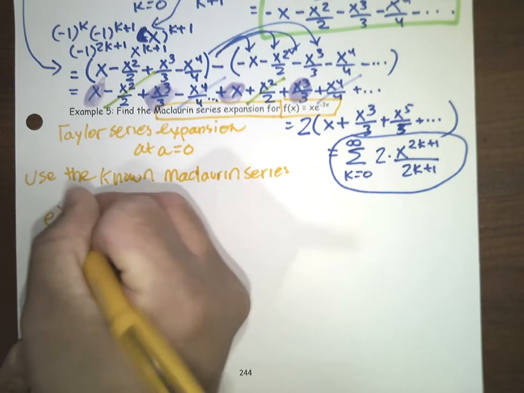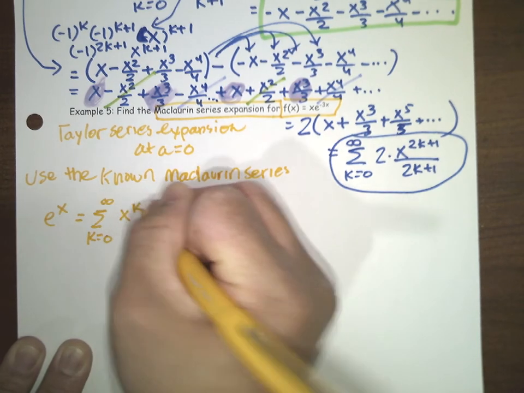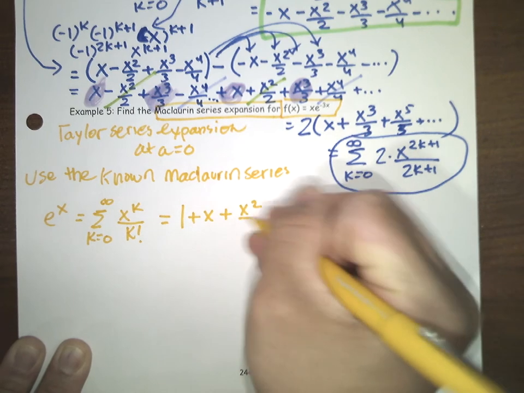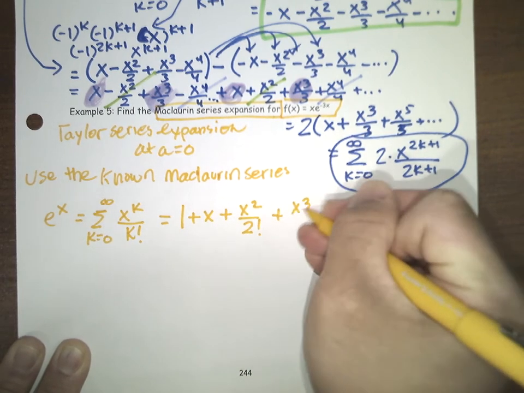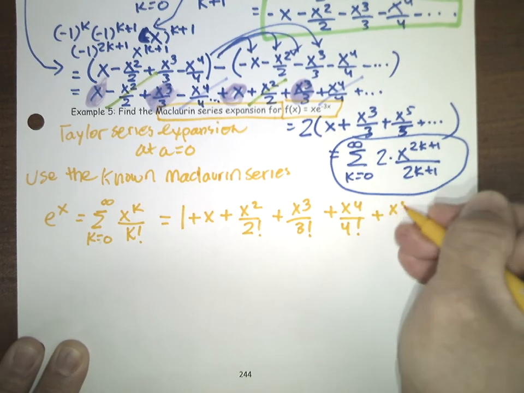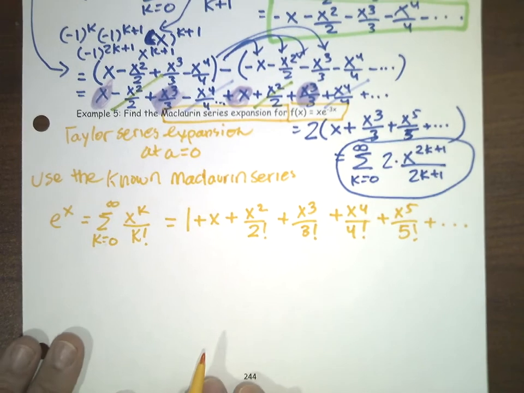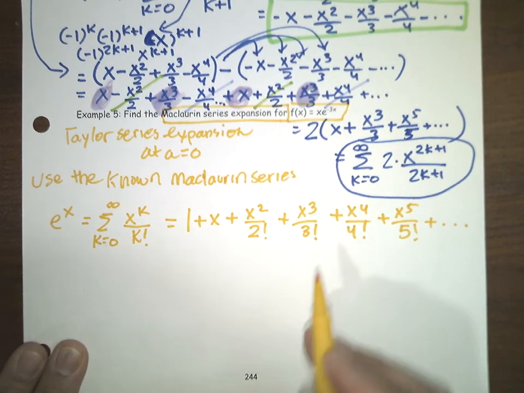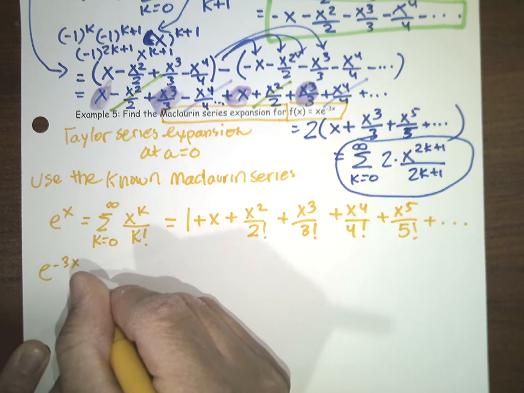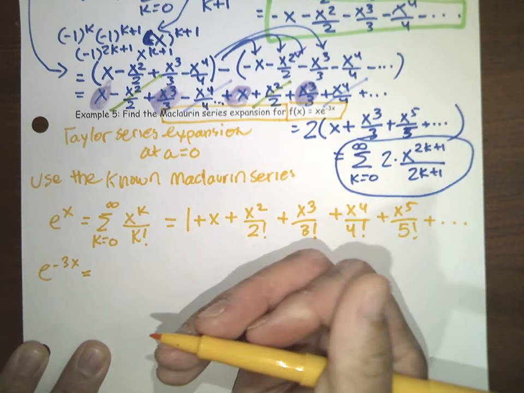I do know that e to the x is equal to the sum k equals 0 to infinity of x to the k over k factorial, which is 1 plus x squared over 2 factorial plus x to the third over 3 factorial plus x to the fourth over 4 factorial plus x to the fifth over 5 factorial, and so on. So if I want e to the negative 3x, what will this end up being?